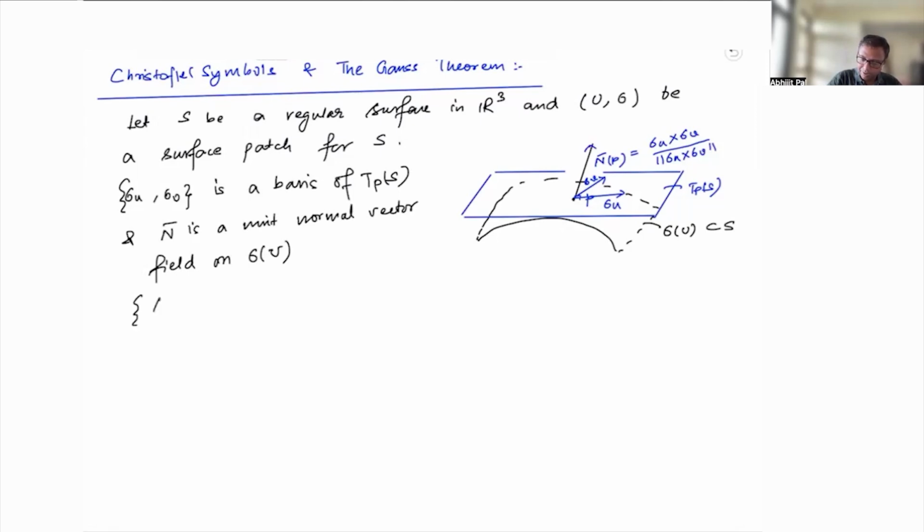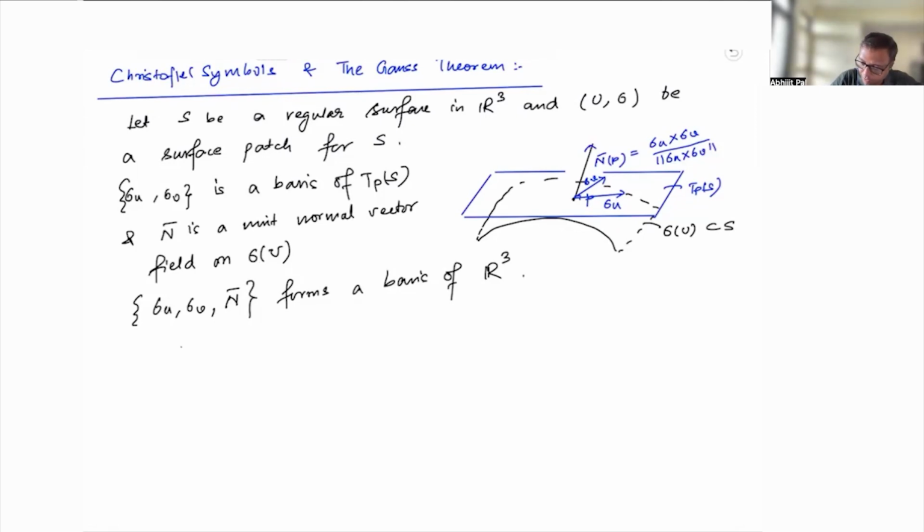Now sigma u, sigma v, N bar form a basis of R3, because they are linearly independent. If I take the subspace generated by these three vectors, it will be of dimension 3, so it has to be the whole of R3. Therefore these three vectors form a basis of R3.